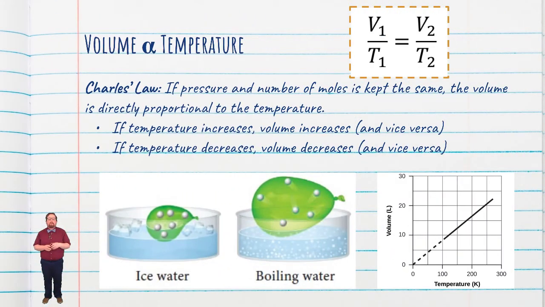The relationship between volume and temperature is the same as the relationship between pressure and temperature. Charles's law states that if the pressure and number of moles is kept constant, the volume is directly proportional to the temperature.